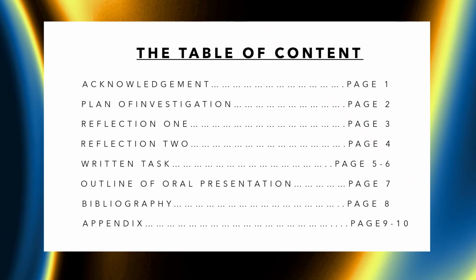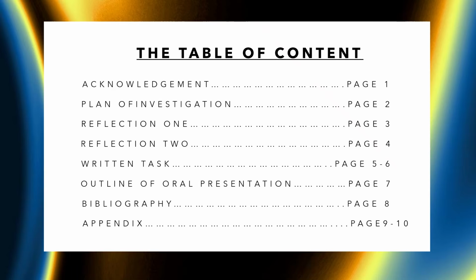Then, of course, following that, you have the plan of investigation that is on page 2. Reflection 1, page 3. Reflection 2, page 4. The written task, depending on how lengthy it is, pages 5 to 6. Outline of the oral presentation, and this is on page 7. Now, it is important that students provide an outline of the oral presentation because CXC has stipulated that this outline must be in their final draft in order for them to be awarded the mark that has been given to them by the teacher. Okay, and following that outline, you have the bibliography.